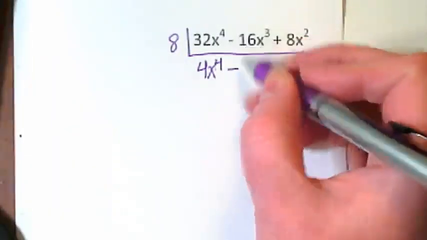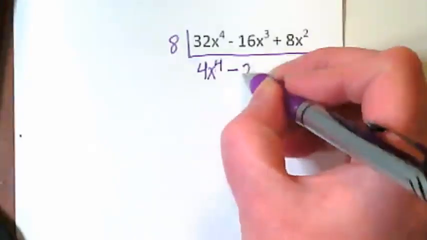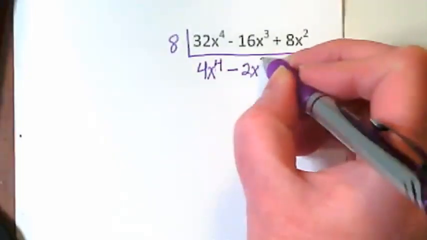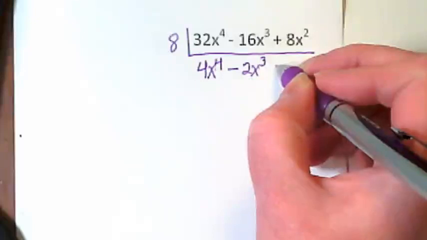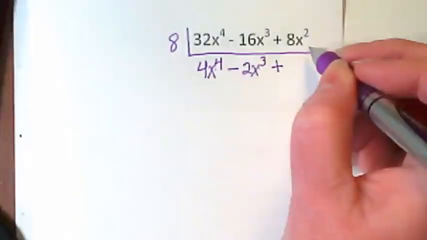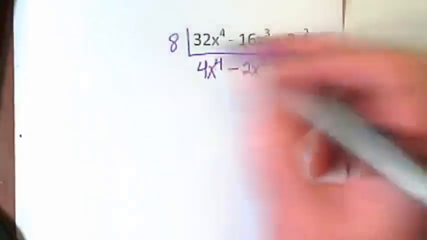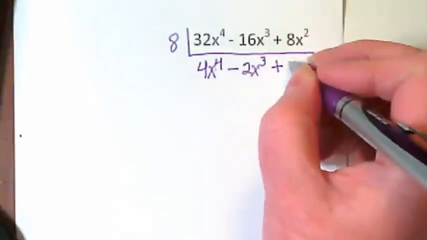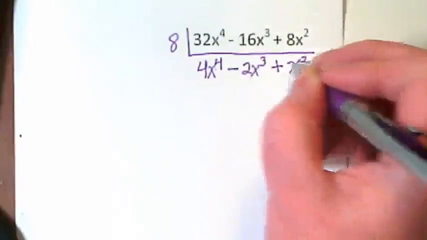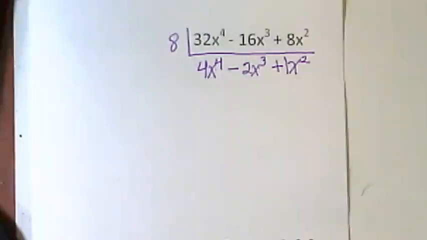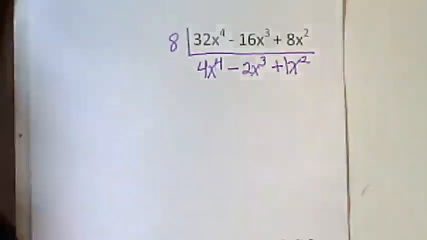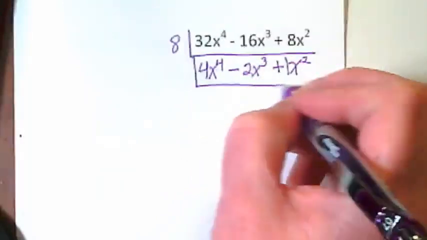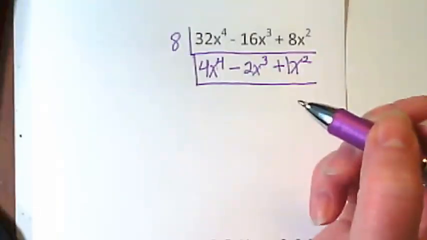32x to the fourth divided by 8 will give us 4x to the fourth. Negative 16x to the third divided by positive 8 is going to give us negative 2x to the third. Plus 8x squared divided by 8 gives us x squared or 1x squared. It's up to you if you show the 1.